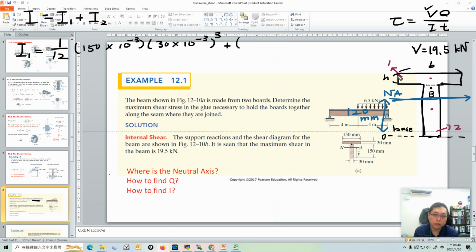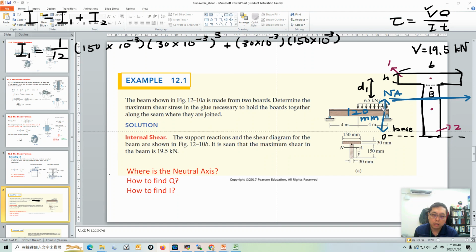So the area for area 1 is 30 millimeter times 150 millimeter, and d squared. Okay, what's d? D is the distance between the neutral axis and the centroid. So I think the d is here. Okay, d1 is here, the distance between the centroid and the neutral axis.